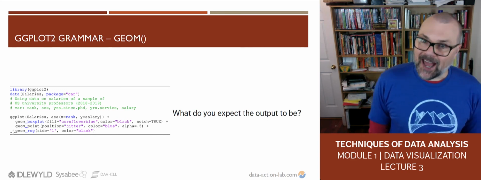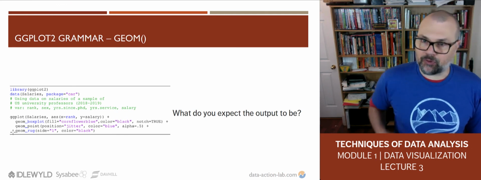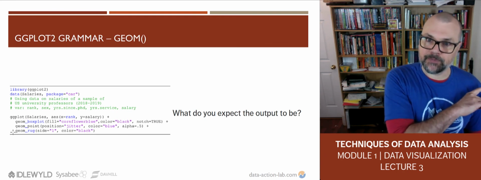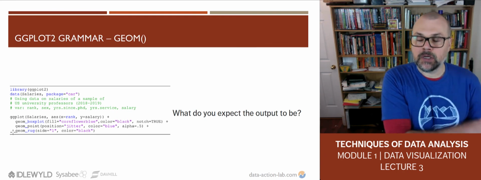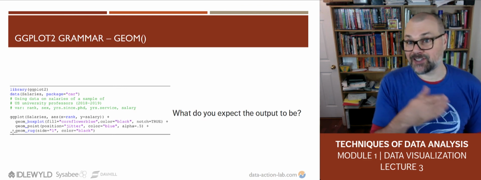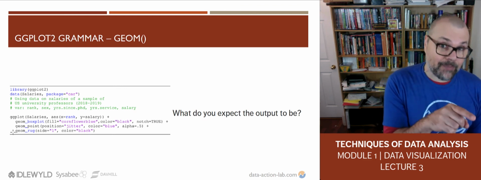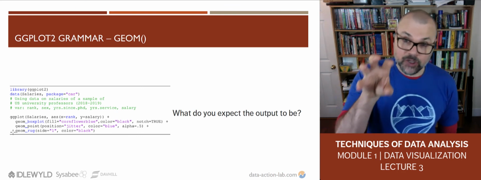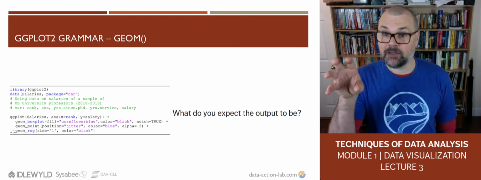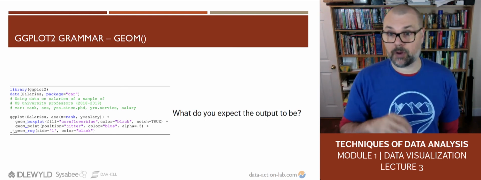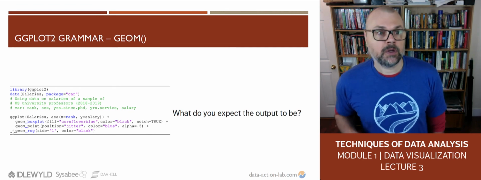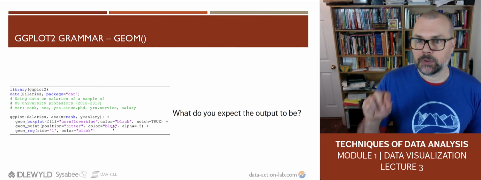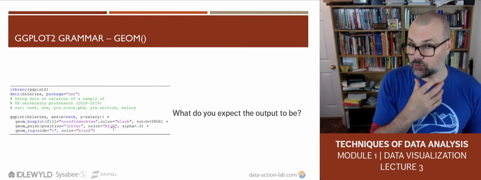Then we're also going to add to that a point geometry. Remember, we saw the point before when we talked about the Gapminder example up front. And the point geometry is basically a scatter plot. So what's going to happen here is that we're going to superimpose the actual measurements of the salary on top of the box plots for the salary. We'll do so using the following options. The color will be blue, so the points that we add will be blue.